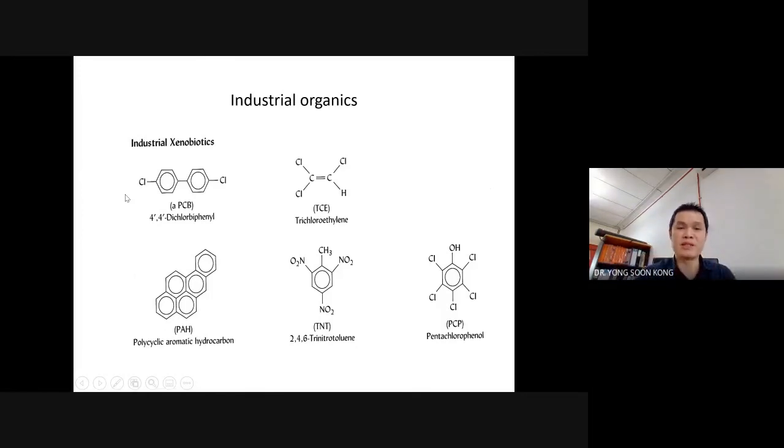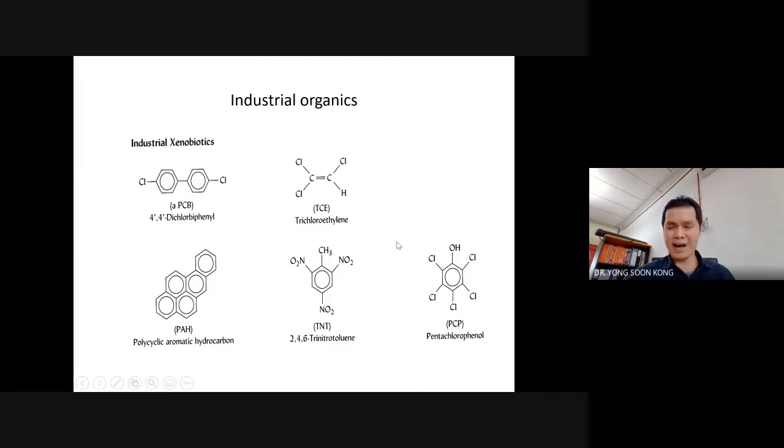PCB, for information, is not one compound. PCB is a group that comprises whatever organic compounds that look like this, 2 benzene rings bridged together, and it doesn't matter how many halogens, as long as there are halogens surrounding it. So this is PCB. And as you can see right there, TCE, PAH, TNT. So TNT is like this one, explosive, and PCP.